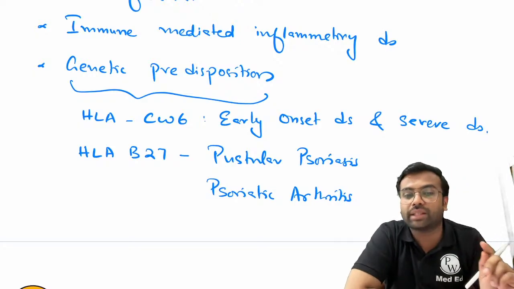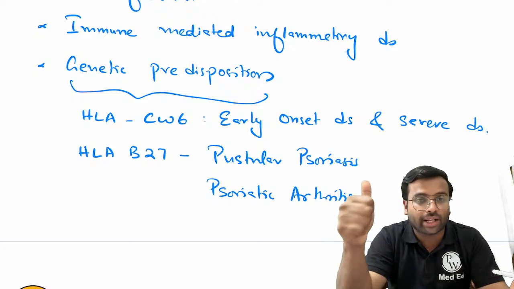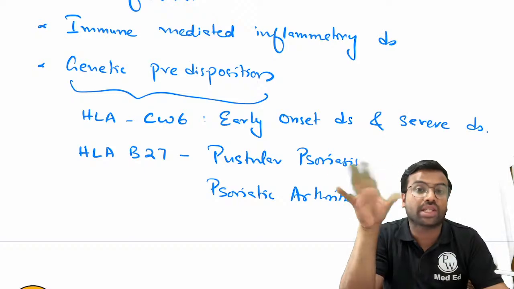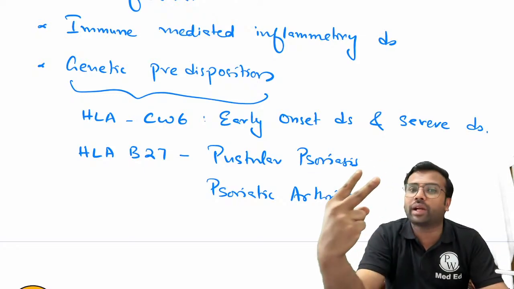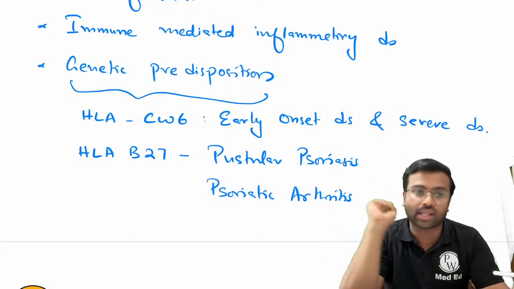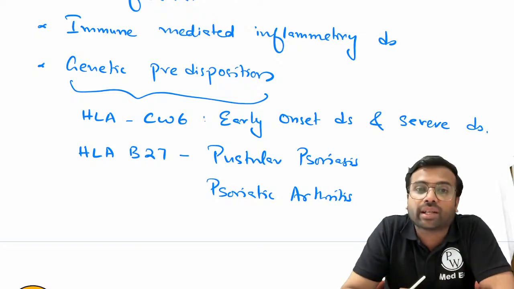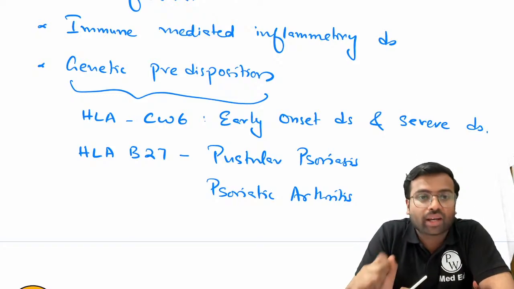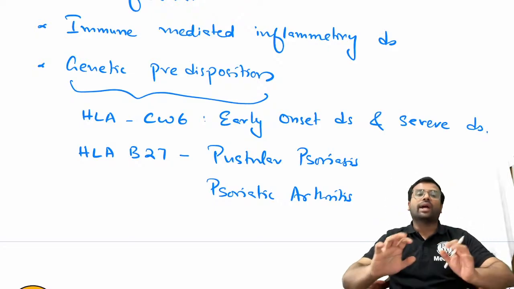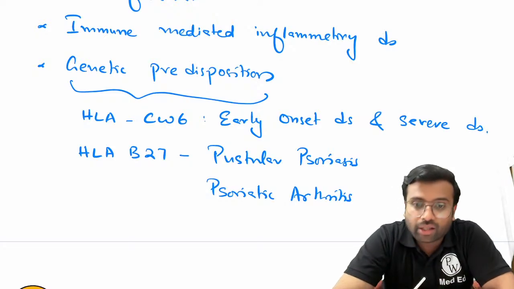So please remember these very important points. One is that it is an immune mediated inflammatory disease. The second is that it is associated with some genetic predisposition to HLA. You will remember HLA CW6 and HLA B27. CW6 is associated with early onset and severe disease, and HLA B27 is associated with pustular psoriasis and psoriatic arthritis. Clear?